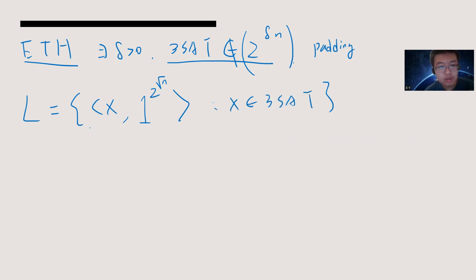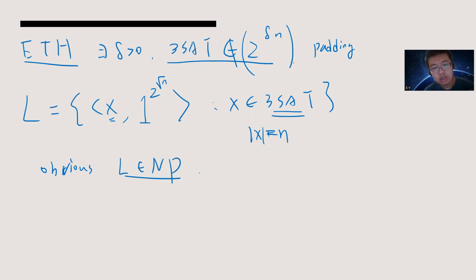The idea is that you interpret the 3SAT formula as some string and put it in the middle, and let's say X has length n. Then you pad this with 1 to the 2 to the square root n. So you get 1, 1, 1, 1, 1, a lot of 1s, of length 2 to the square root n. And then you design this, which is called language L. This language L is basically just this.